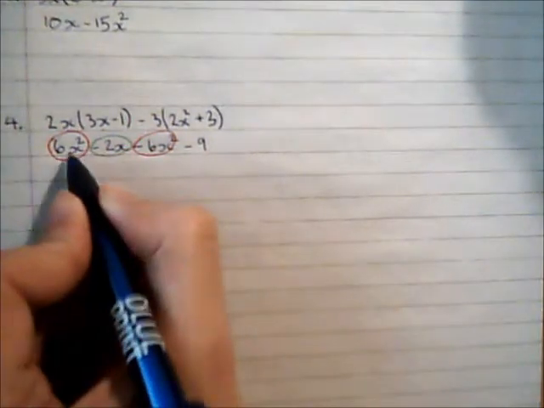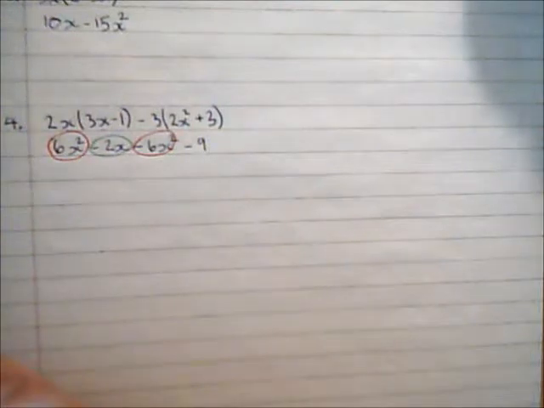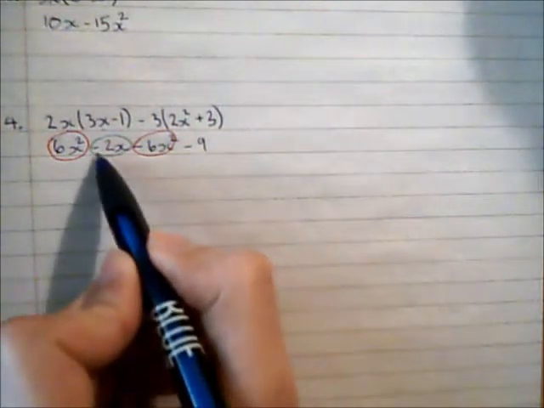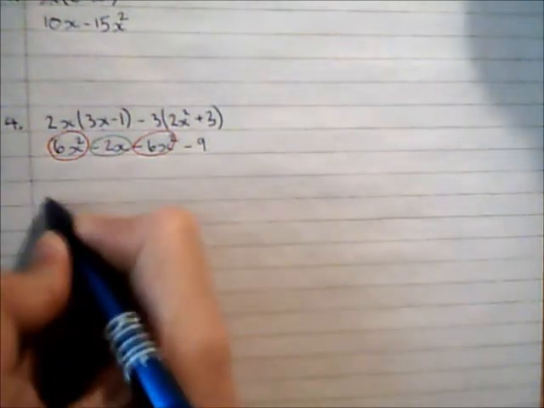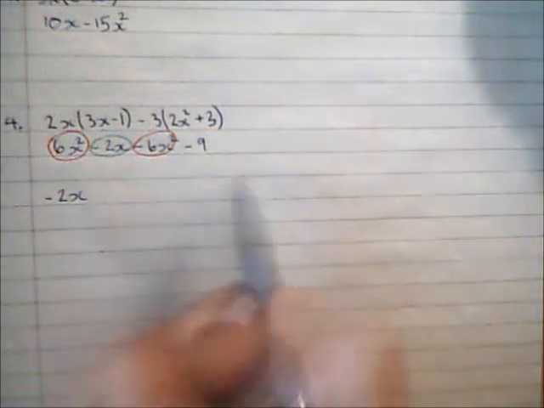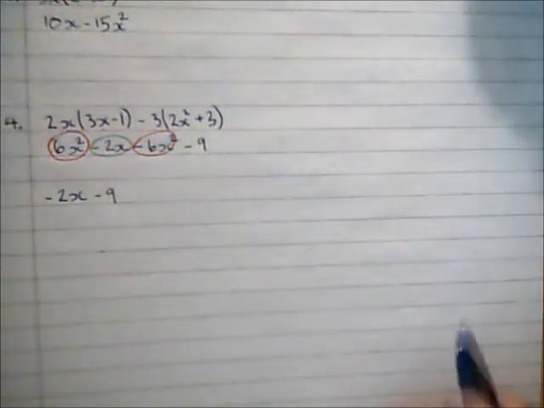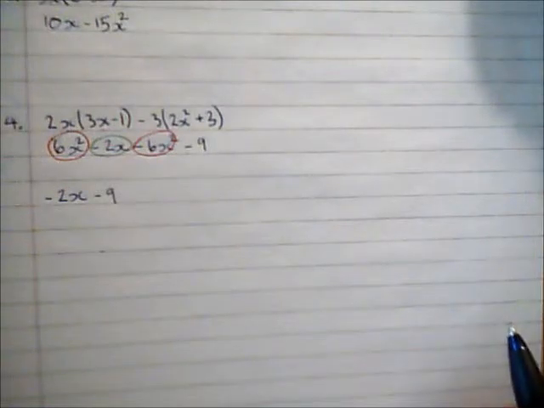So 6x squared minus 6x squared, well actually it gives me 0x squared. So I'm not actually going to end up with an x squared term. So now look at the x's. So I have negative 2x here. And then subtract 9. So negative 2x, subtract 9. That is my fully simplified expression.